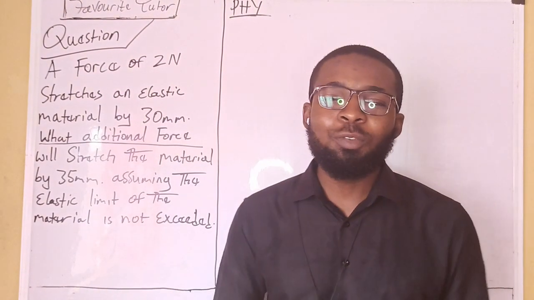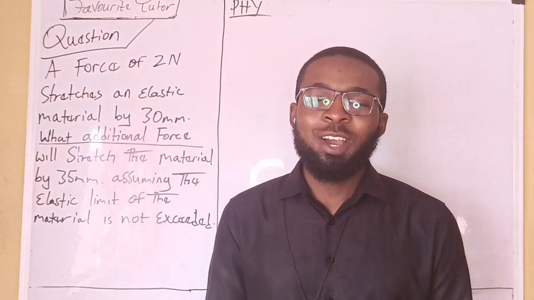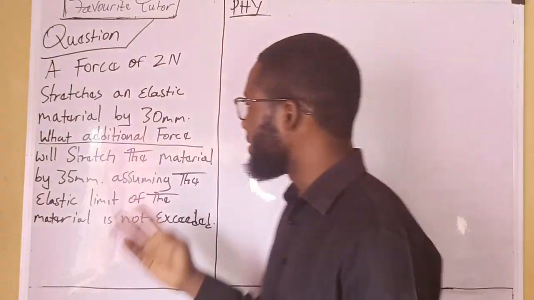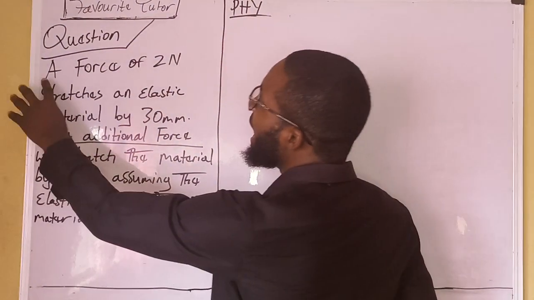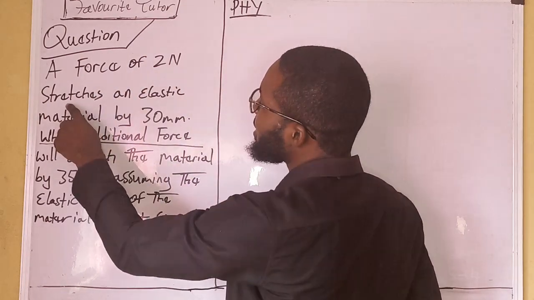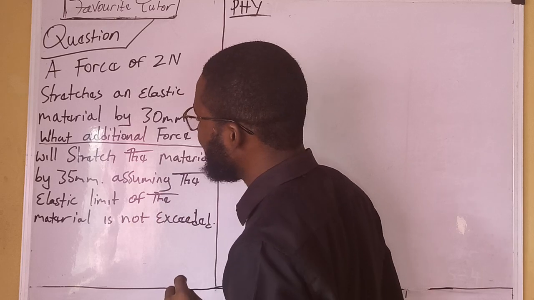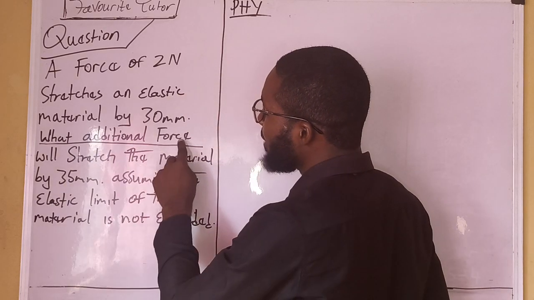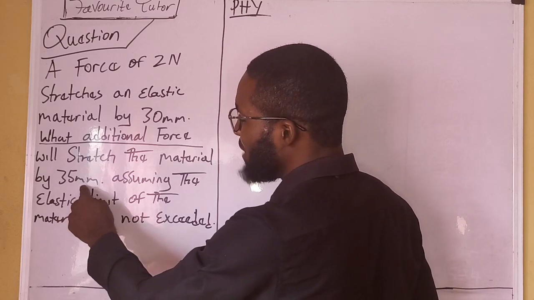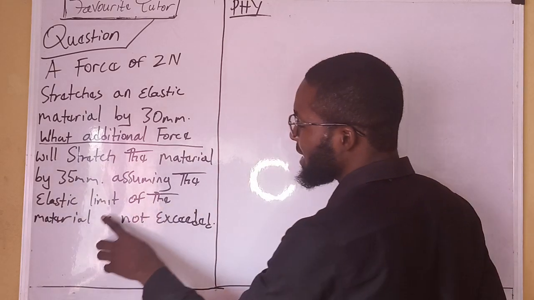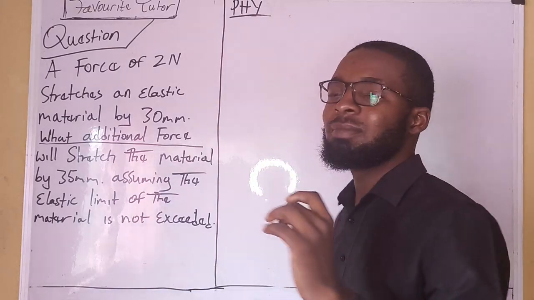Okay, continuation from where we stopped under the topic elastic properties of solid. Today we'll be solving a question. All right, are we ready? It says, a force of 2 newtons stretches an elastic material by 30 millimeters. What additional force will stretch the material by 35 millimeters, assuming the elastic limit of the material is not exceeded?